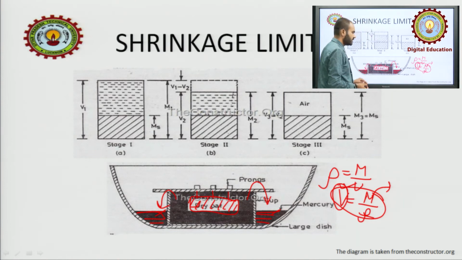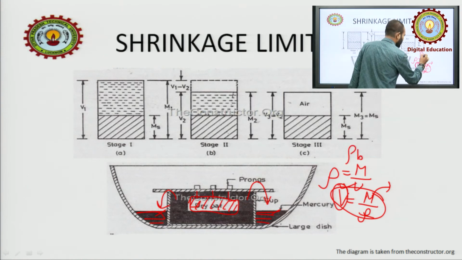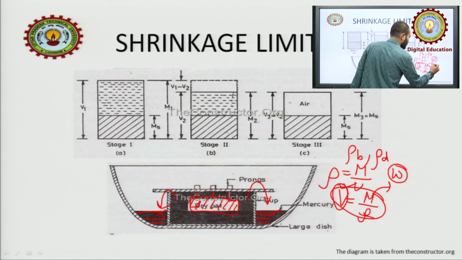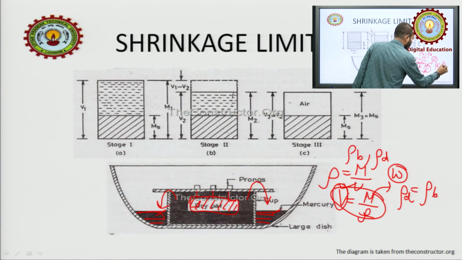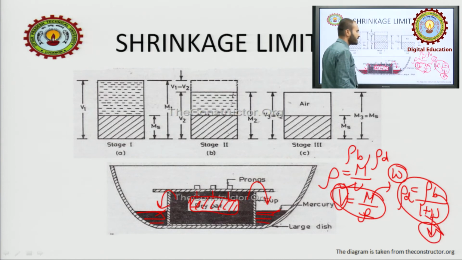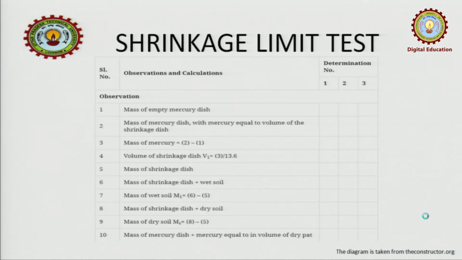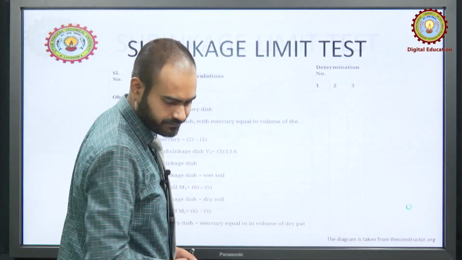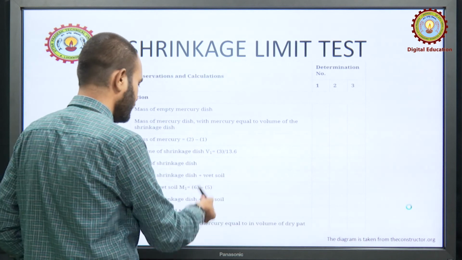Is it okay? So from that you can find W. You know gamma B, you know gamma D, so how will you get W? You can also use the relation gamma D is gamma B upon 1 plus W. This is your shrinkage limit, Ws. So this is the full procedure to find it out. Just see the data sheet. The whole thing is also mentioned here.